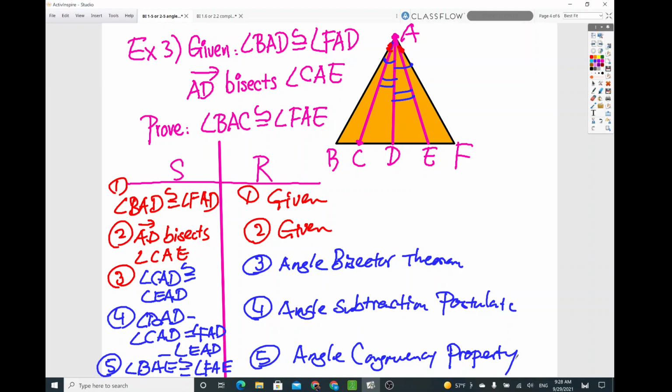Okay, so it's a 5-step proof. For the statements, you want to show the things that you come up with to reach the conclusion. And then on the right hand column here, you want to put in the justifications or the reasons.